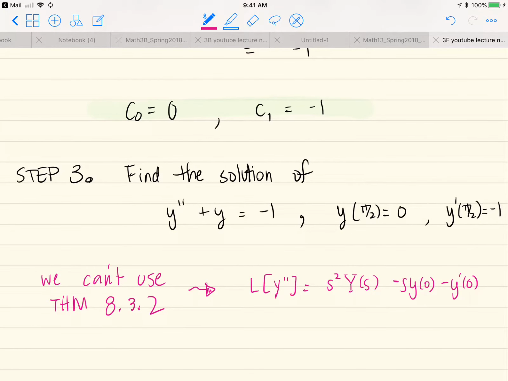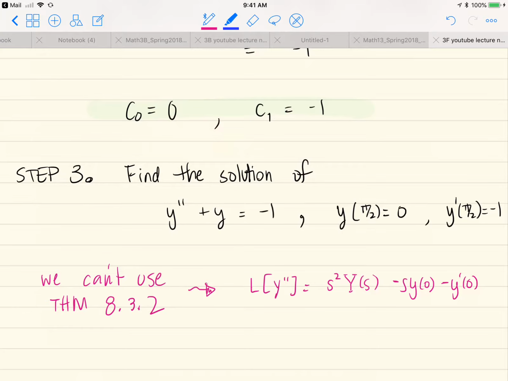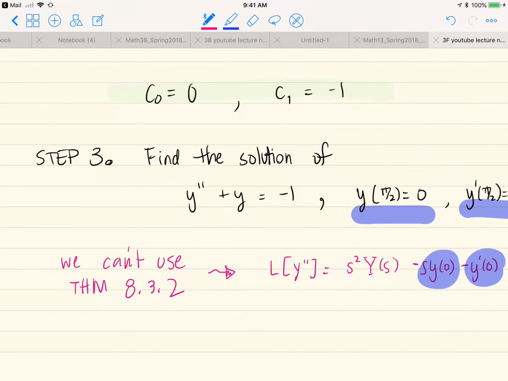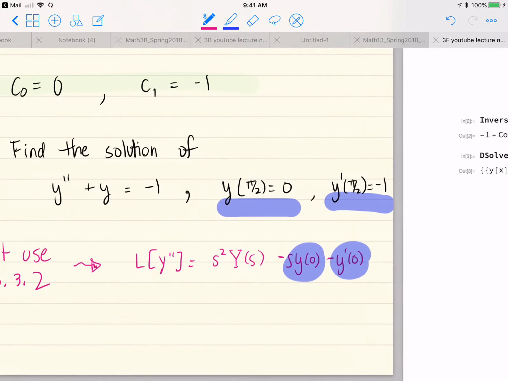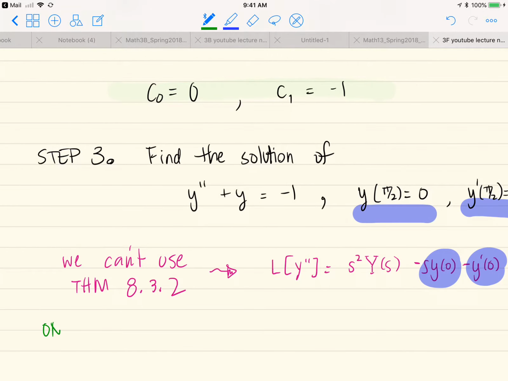So the reason why we can't use the theorem from section 8.3 is because in order to use it, we need to know y prime of 0 and y of 0, and we only have y of pi over 2 and y prime of pi over 2. So what do we do? We need to solve this IVP, and one option is to use variation of parameters.